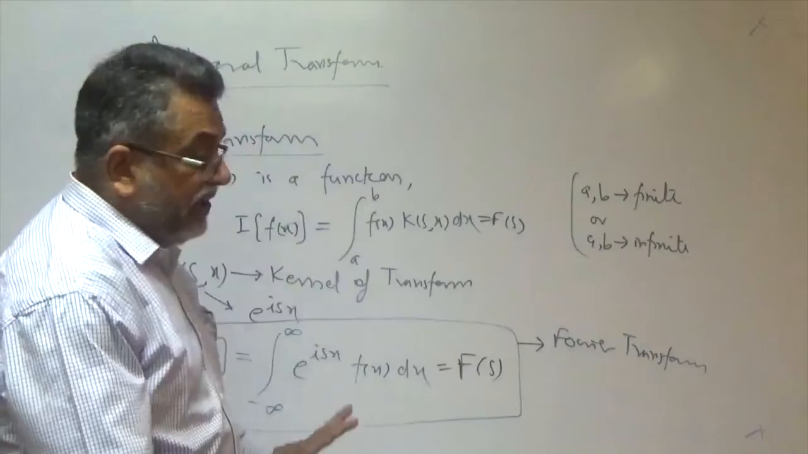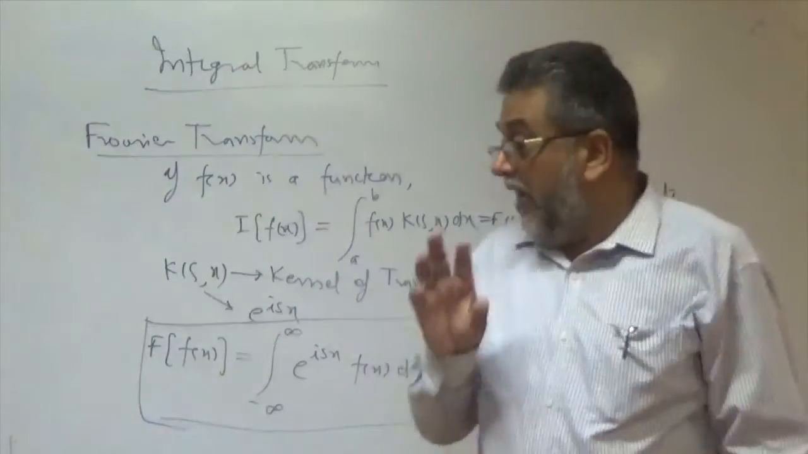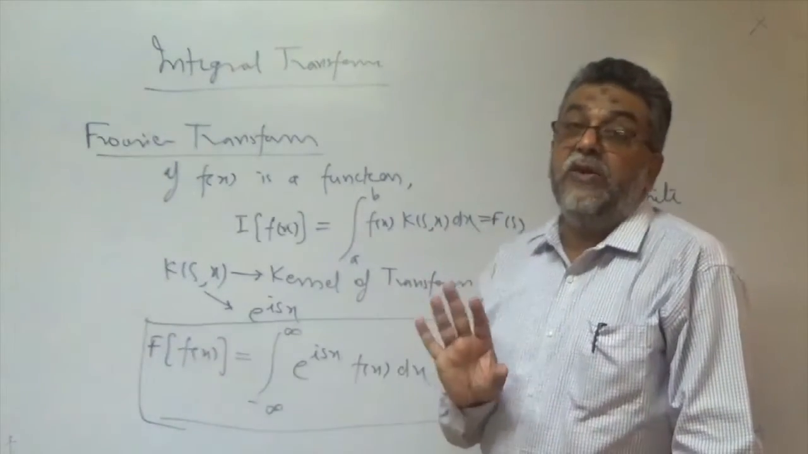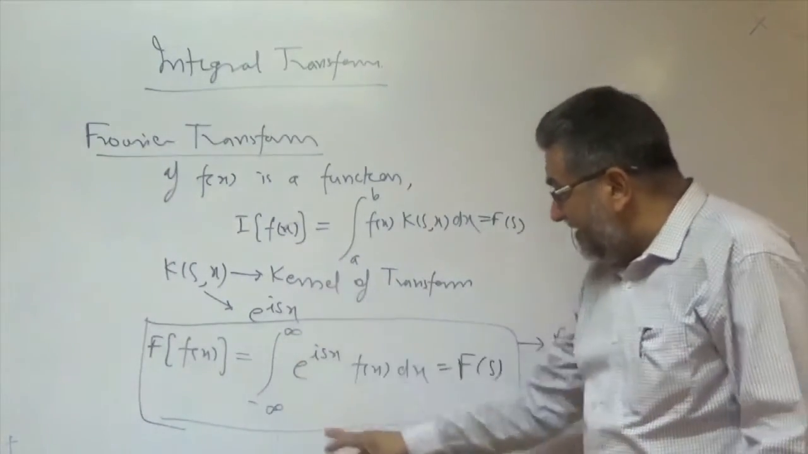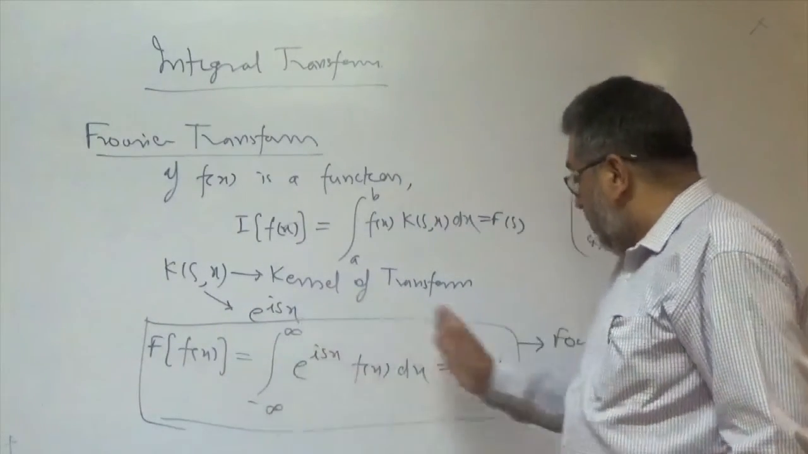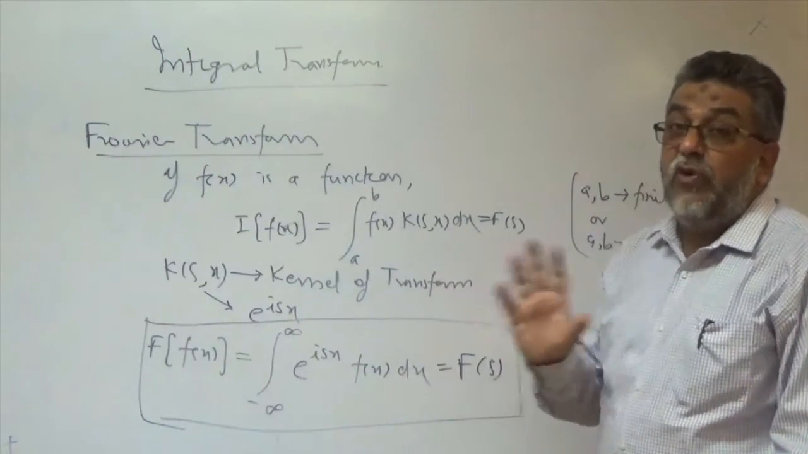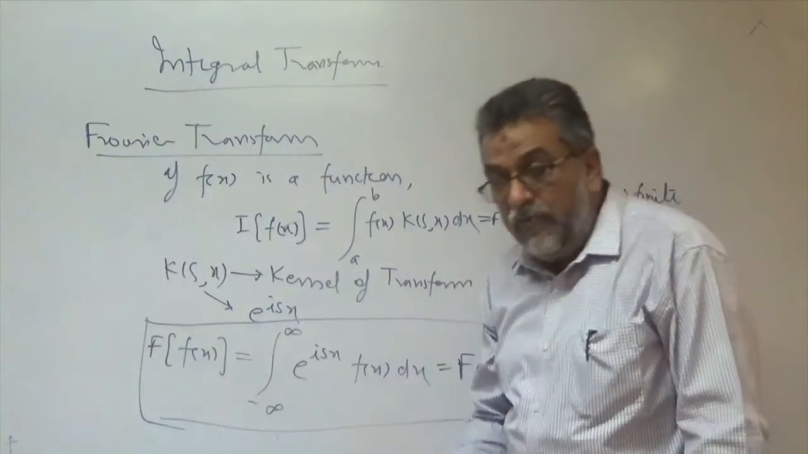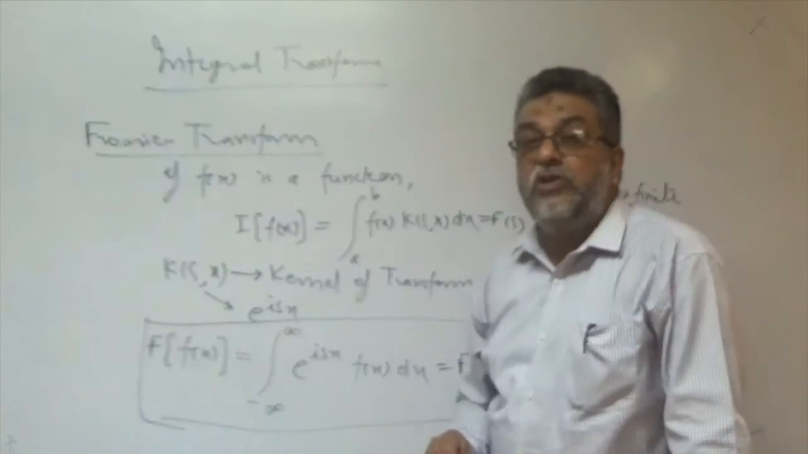So this is the first definition, and from here we are going to start my syllabus. Here we have to learn what actually the Fourier transform of any function is. Here f(x) is any function. If we take a function and, with the help of this definite integral, change it into another function, then this process is called the Fourier transform. Because of infinite limits, it is also known as the infinite Fourier transform. And also here in the kernel, we have the exponential function e to the power i s x.